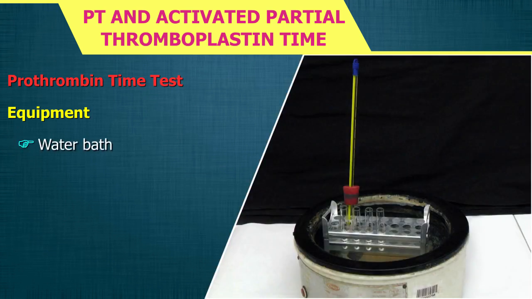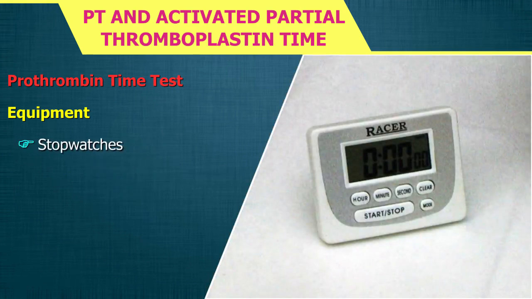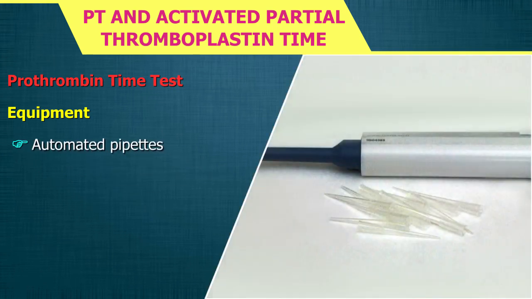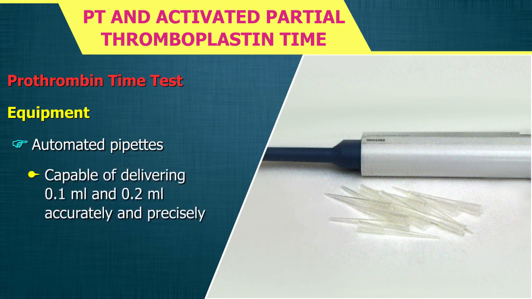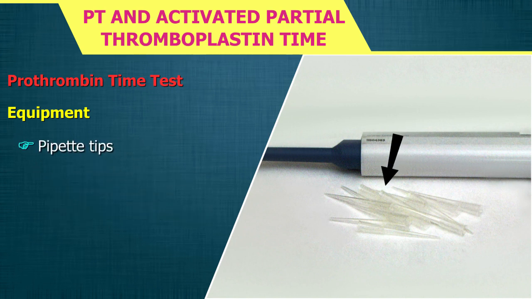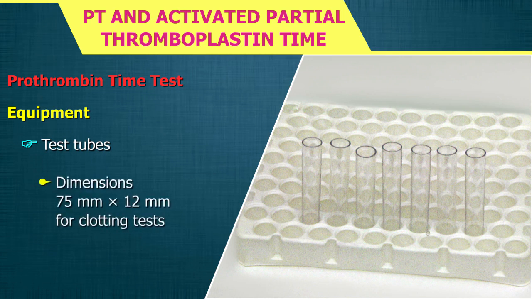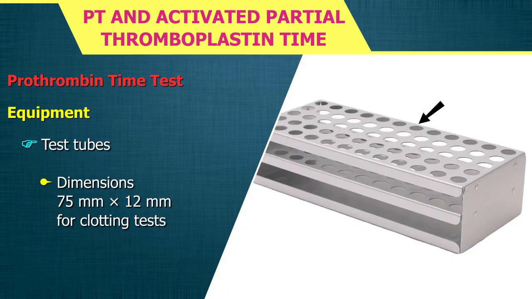Water bath maintained at a temperature of 37 degrees Celsius plus or minus 0.5 degrees Celsius. 2. Stopwatches. 3. Automated pipettes, either fixed or variable volume, capable of delivering 0.1 ml and 0.2 ml accurately and precisely. Pipette tips. 4. Clean test tubes of dimensions 75 mm into 12 mm for clotting tests and test tube rack.